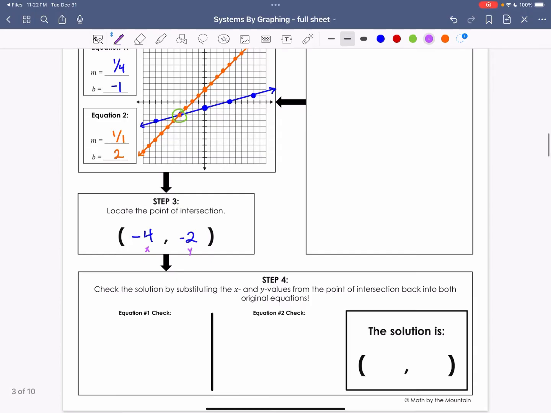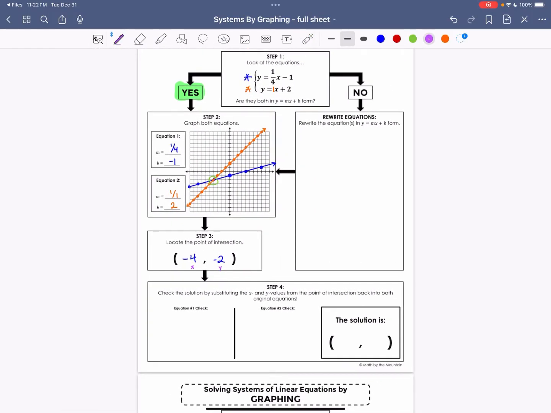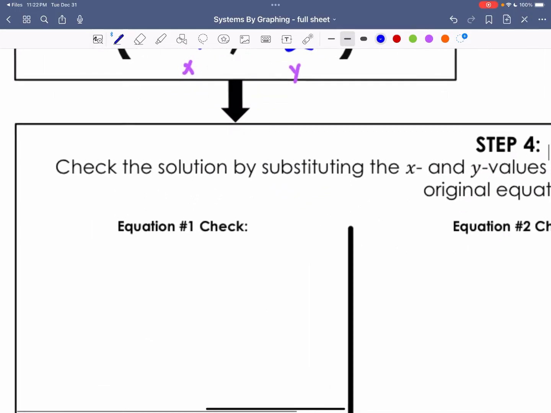All right, so now that we've done our work to actually graph these, sometimes mistakes happen. So it's really good form to always check your solution. And that's what step 4 is. It says, check the solution by substituting the x and y values from this point, so -4 for x and -2 for y, back into both of the original equations. So I'm going to quickly copy down the original equation. So we have y equals 1/4 x minus 1.